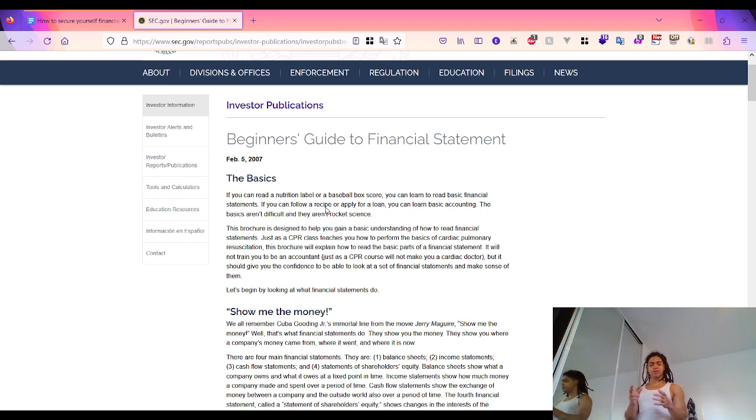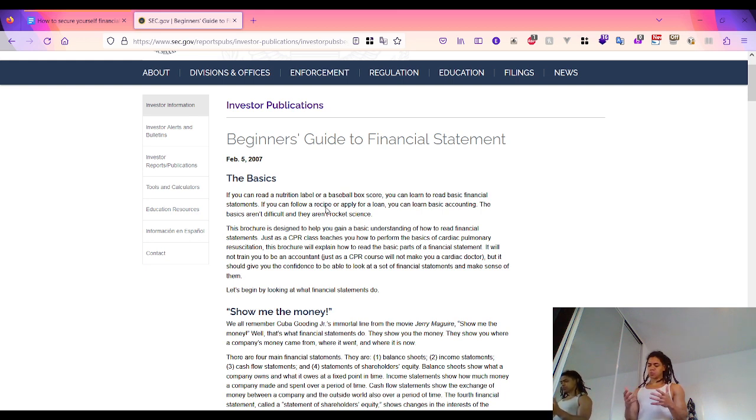much like a CPA course class teaches you how to perform basic cardiopulmonary resuscitation. So this section won't train you to be an accountant, just like a CPA course won't make you a cardiologist, but it can give you some confidence to be able to look at a set of financial statements and make sense of them. So these financial statements, after all, they show you the money.